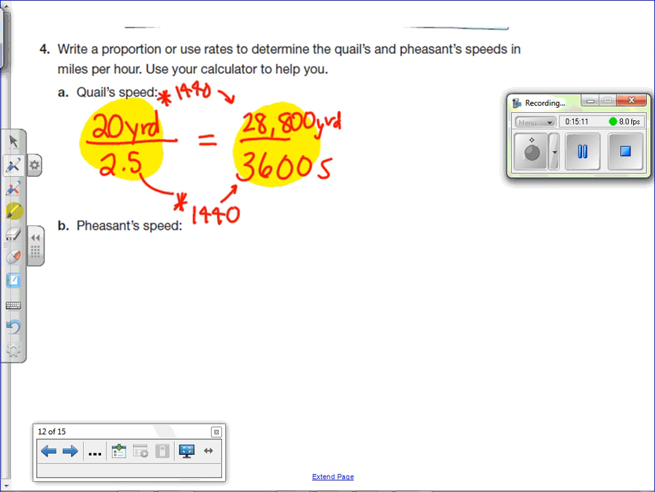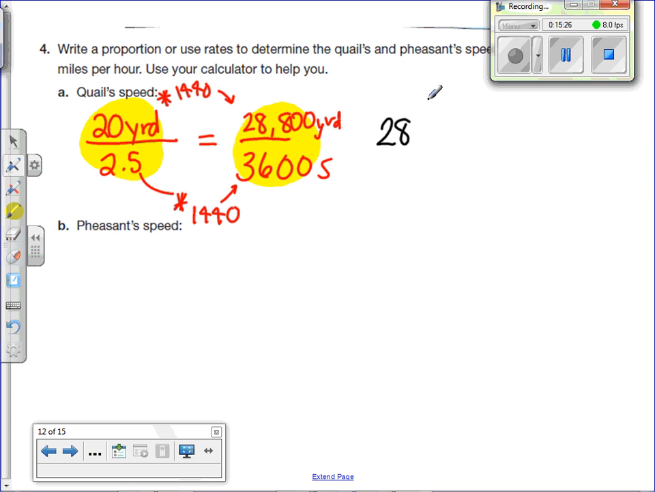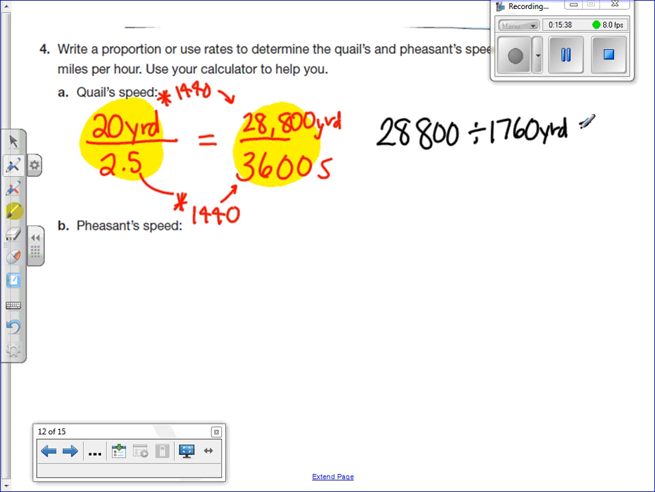So now, based on the prior problems that we did, we know that there are 1,760 yards in a mile. So I can take my total of 28,800 divided by 1,760 yards, and that will give me 16.4 miles per hour.